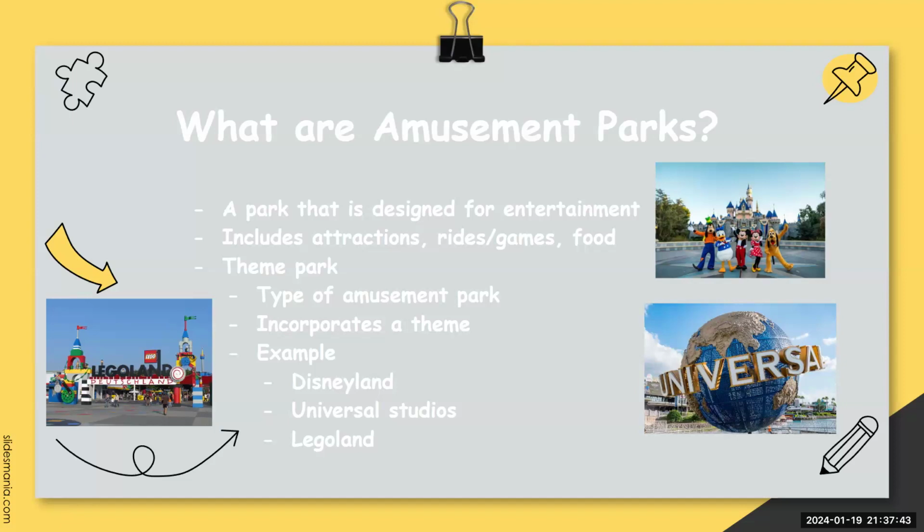And then the most famous types of amusement parks are usually theme parks, which, like I said, are a type of amusement park that incorporates a theme. So, for example, as we all know, Disneyland revolves around Disney, Universal Studios revolves around their production, their movies, and then there's also Legoland, which is obviously revolved around Legos.